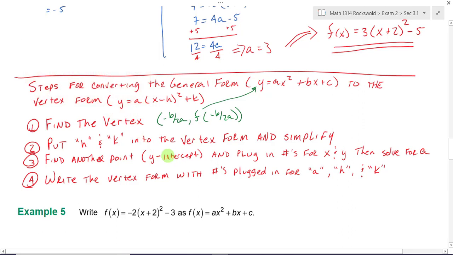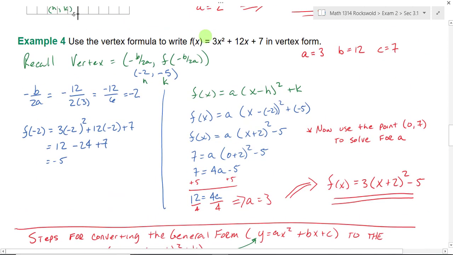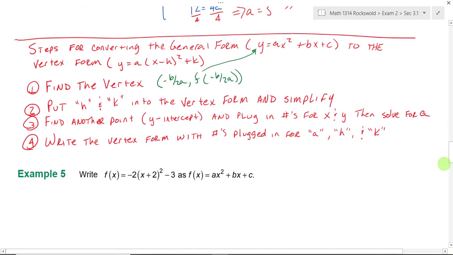You just plug in a 0 for x and solve for y. If you need that step written down here, how you find the y-intercept is you plug in a 0 for x and solve for y. But look, if you have this function, that constant term is going to be your y-intercept, but the x value is 0 at your y-intercept.